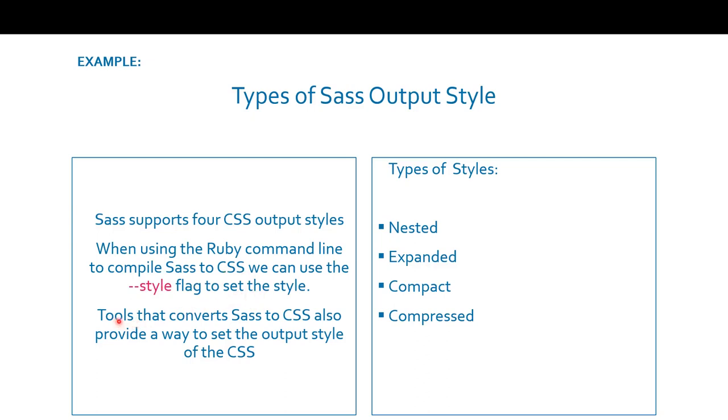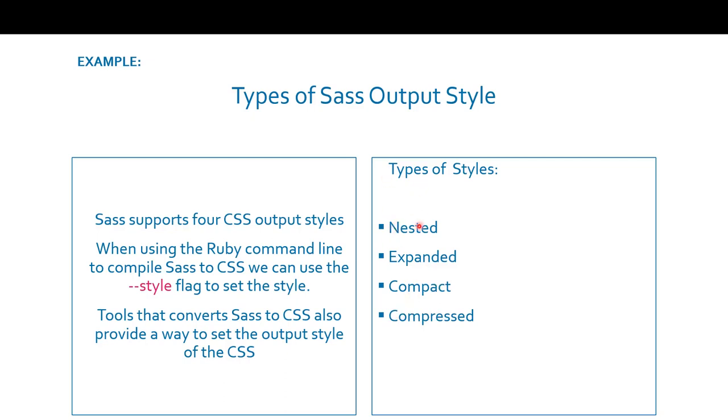Now, tools that convert Sass to CSS also provide a way to set the output style. I will come to that later on. But the types of output style we have include nested, expanded, compact, and compressed. So these are the four output styles.